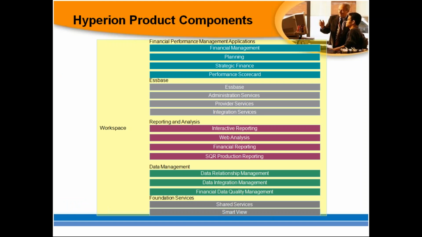In Hyperion, there are a lot of products. The combination of a lot of products is nothing but the Hyperion suite. So what are the products we have? In Hyperion we have financial performance management applications: financial management, Hyperion planning, strategic finance, and performance scorecard. And SBase, a combination of administration services, provider services, and integration services. And reporting and analysis: these are reporting tools that come along with Hyperion. Interactive reporting, web analysis, financial reporting, SQL production reporting.